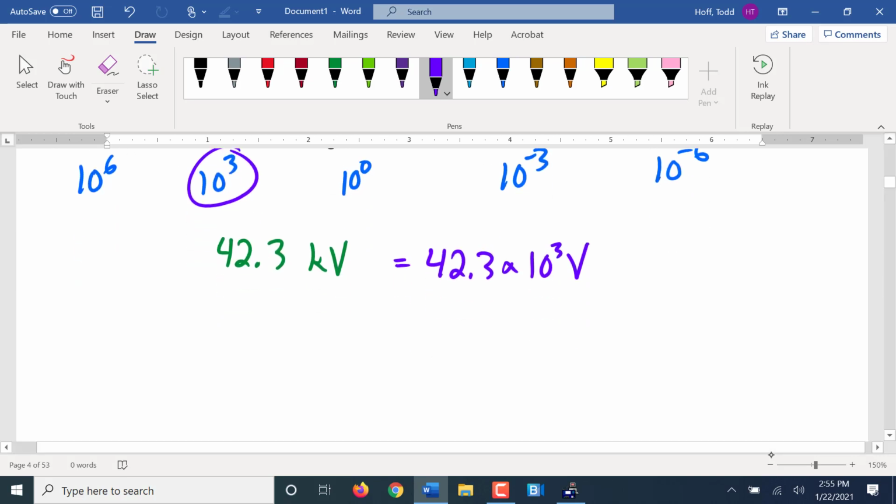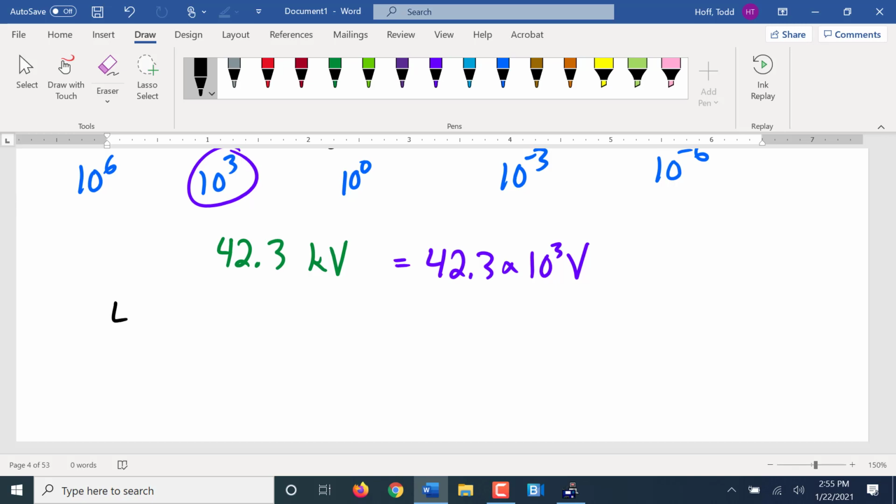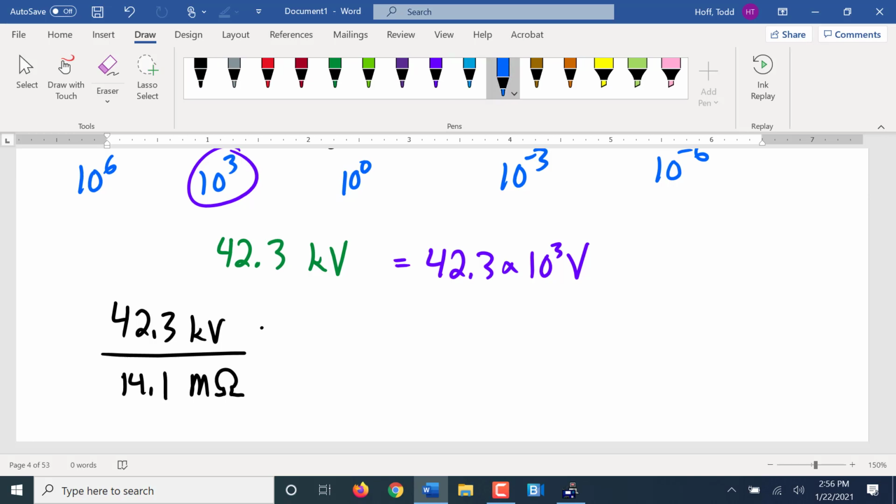When we go to do a calculation, which is going to be one of our next steps, but we won't do it today, we would have something like 42.3 kilovolts divided by 14.1 megaohms, and figure out what that current is going to be when you have that voltage applied across that resistance. Well, we have to convert the metric prefixes to their power of 10.